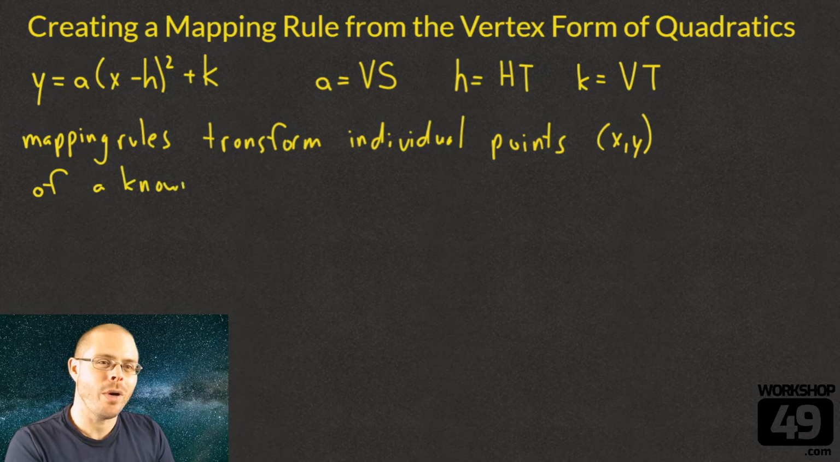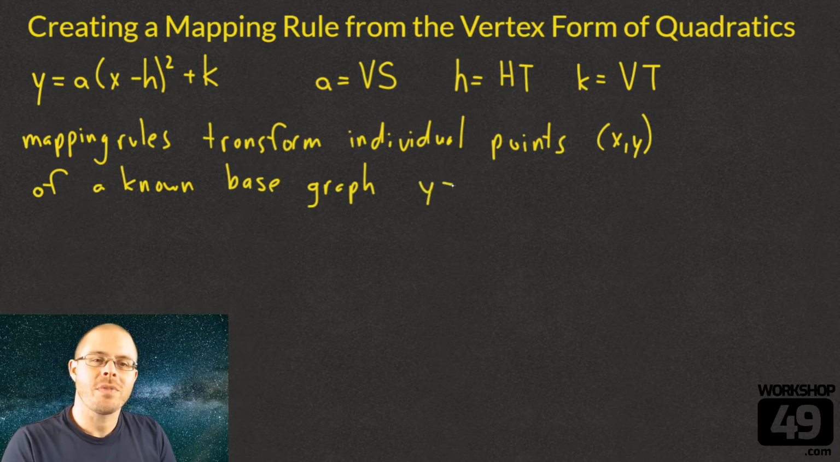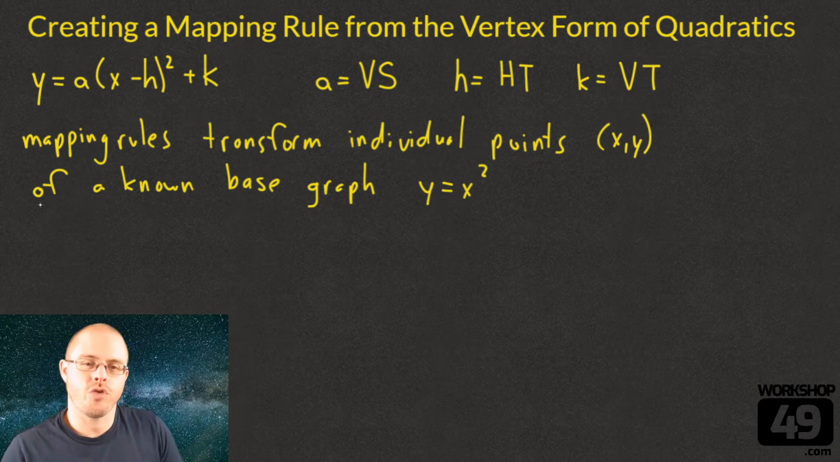So instead of finding key points, mapping rules are like transformation rules. It teaches you how to transform a point from some known base graph. In this case, y equals x squared. So if you know a point that's on y equals x squared, a mapping rule is the instructions for transforming that graph into your new graph.